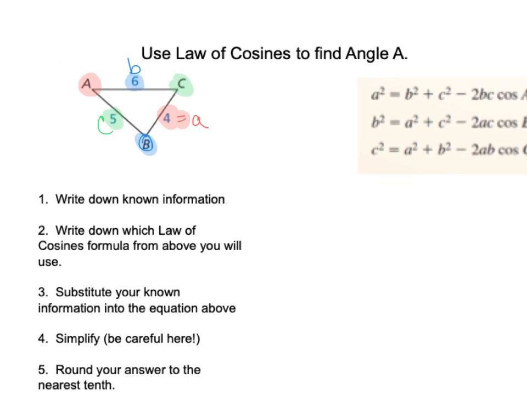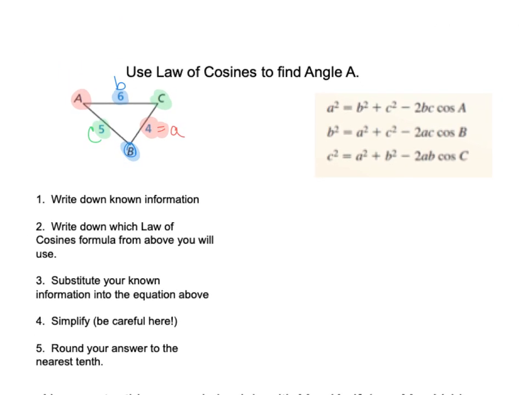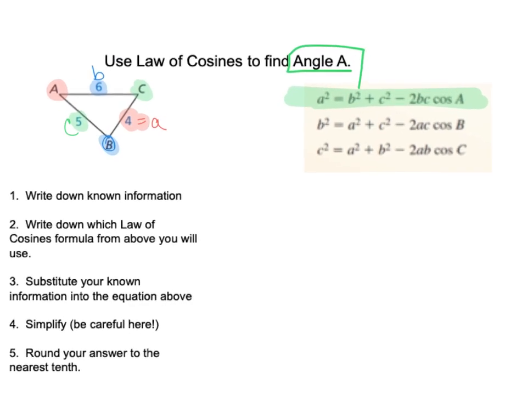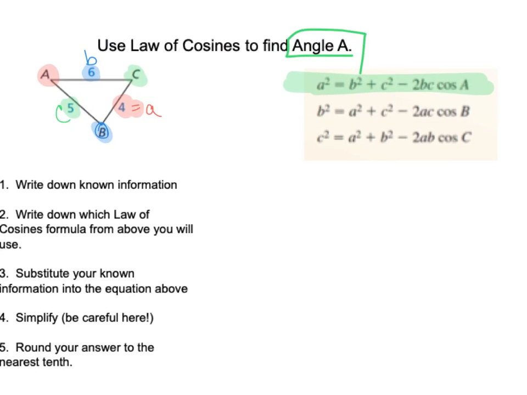And then we look at, all right, well, which formula do I need to use? I need to find angle A. Well, if I need to find angle A, the only one that has angle A in it is the top one. So let's go ahead and get our first couple of steps done together here. What do we know? I know that A equals 4. I know that B equals 6. And I know that C equals 5.